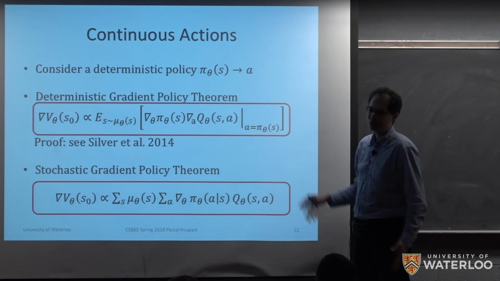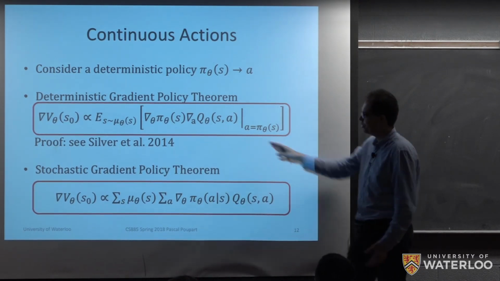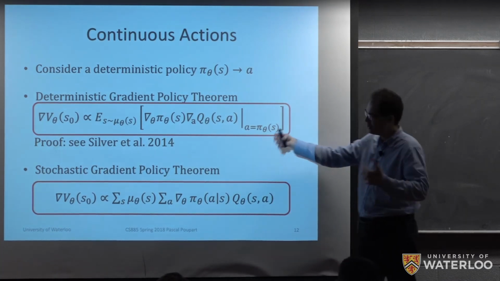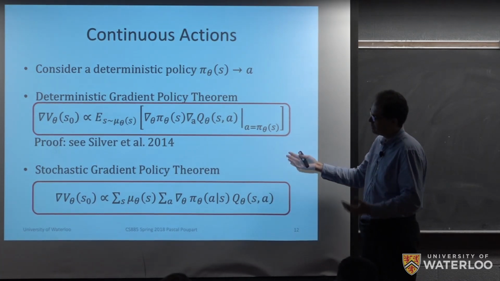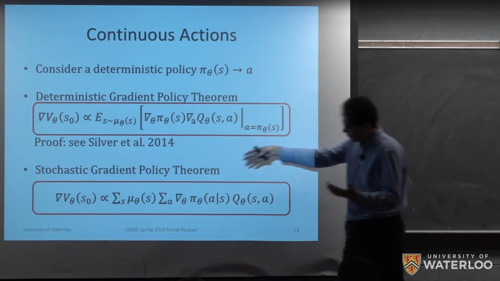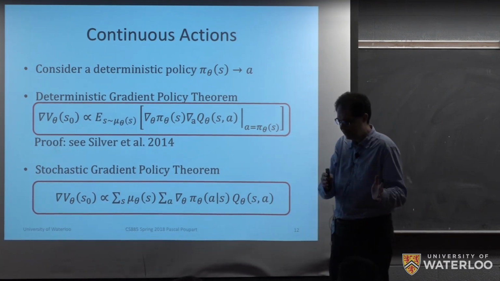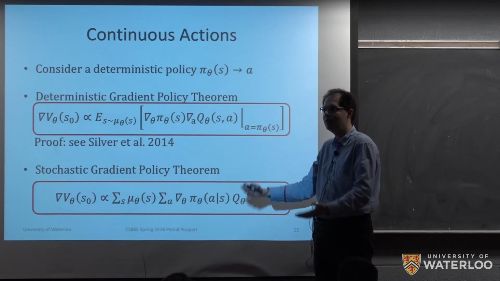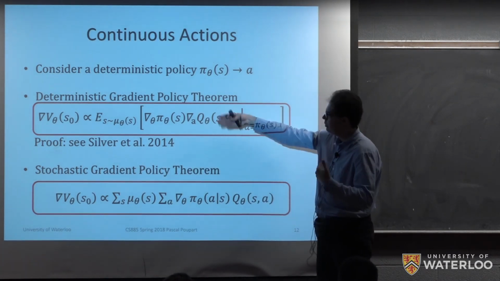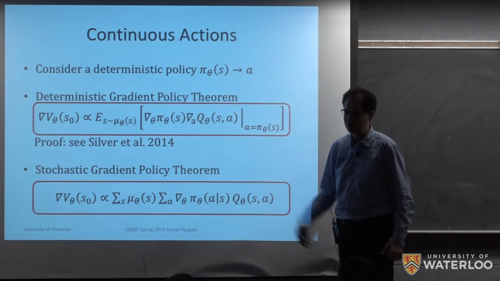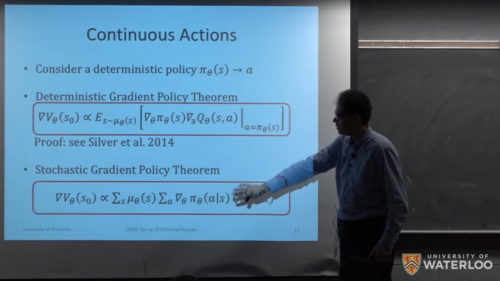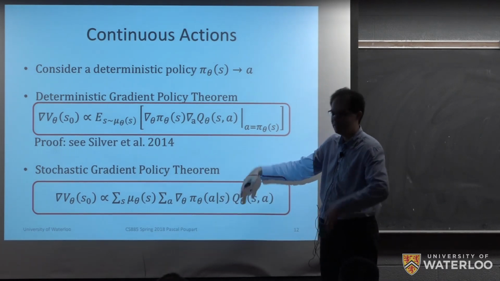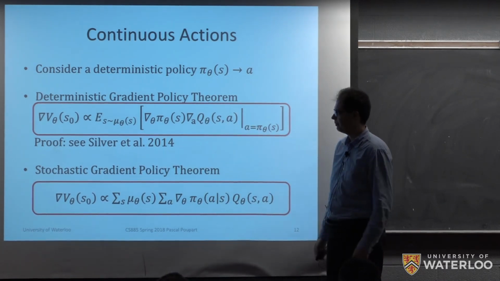Now, I'm not going to go through the derivation, but if you're interested, you can check out this paper. It has the derivation. You can also show that if you have a stochastic policy and you simply make it more and more deterministic, in the limit this theorem will correspond to this one. Okay, so you can think of this as really being a special case of that theorem whenever we have policies that become deterministic.